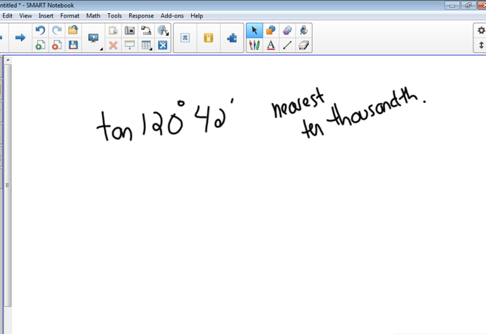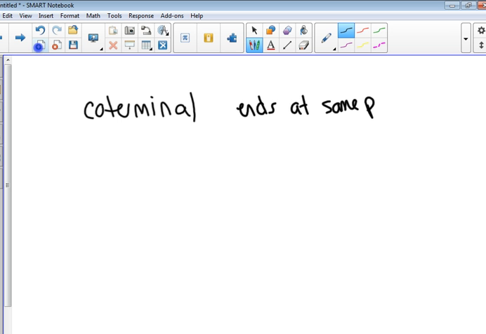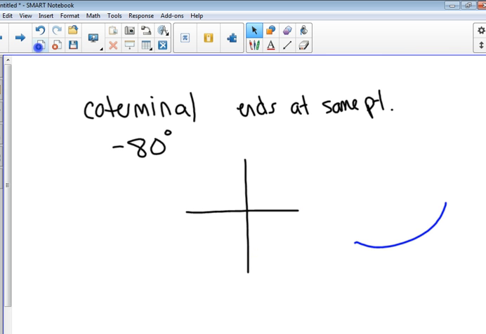And then we have a couple coterminal questions. Coterminal means it ends at the same spot. So I gave you negative 80 degrees, and I want to know what would be coterminal with negative 80. So you drew where negative 80 is going to be. Do you go down or up? Down, okay. Each of these is 90, right? So not too far. So here's negative 80.